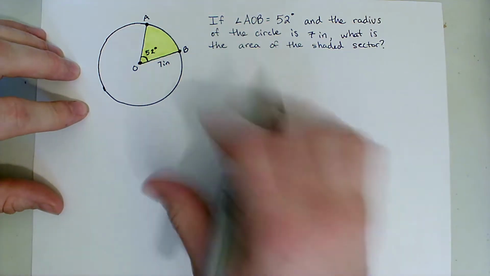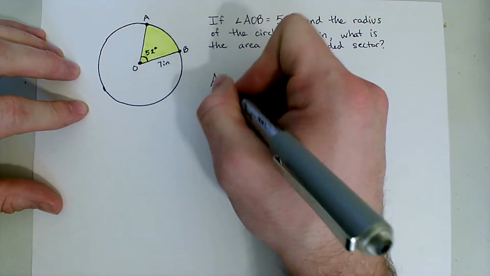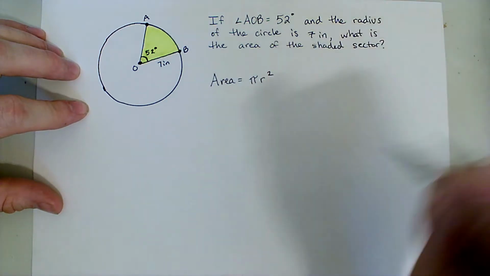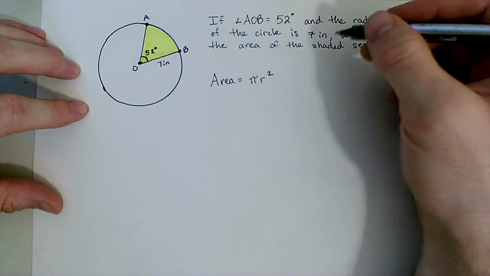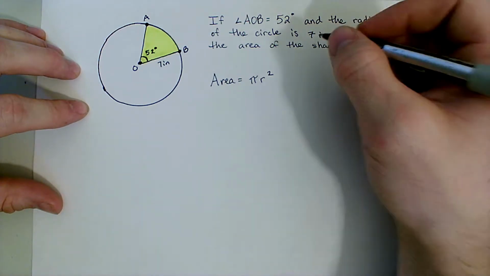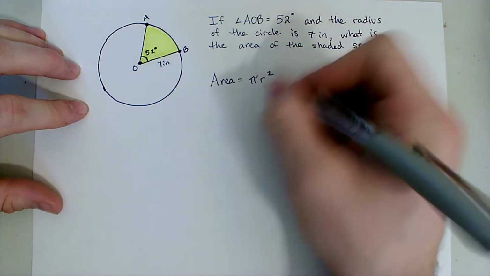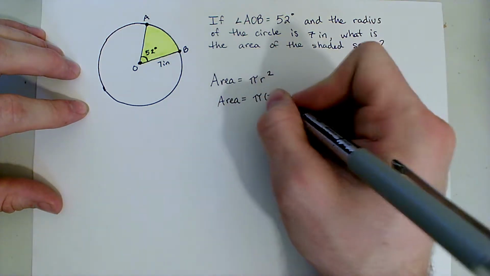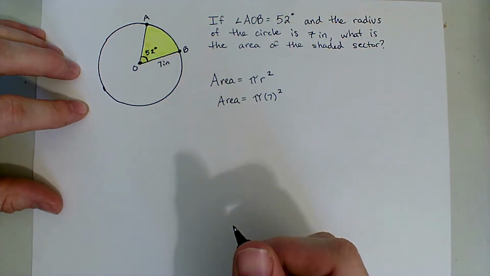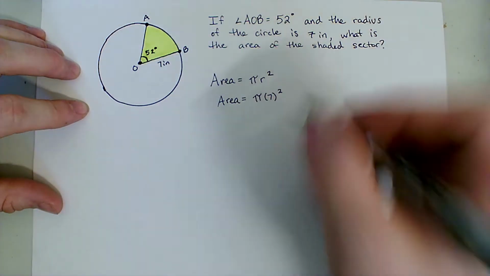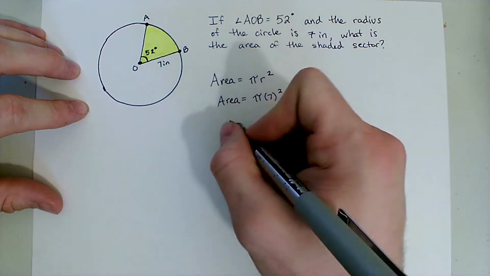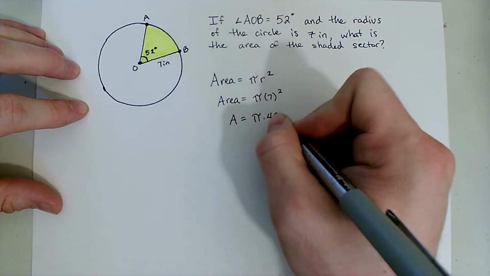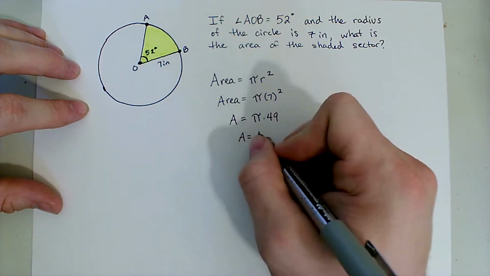So the first thing I need to do is find the area of the entire circle. And the area of the entire circle is pi times radius squared. It already gave us the radius in the problem. The radius is 7 inches. So all I have to do is plug 7 in to r, like that. And then I have to square 7. If you take 7 squared, you get 49. So the area of this circle would be pi times 49, but most commonly it's written as 49 pi.